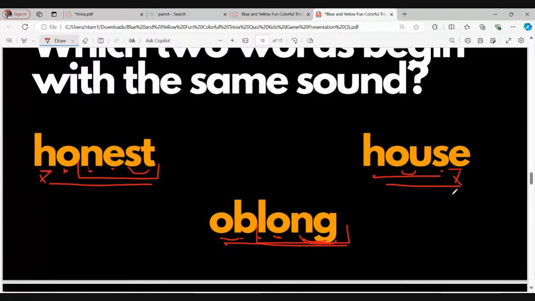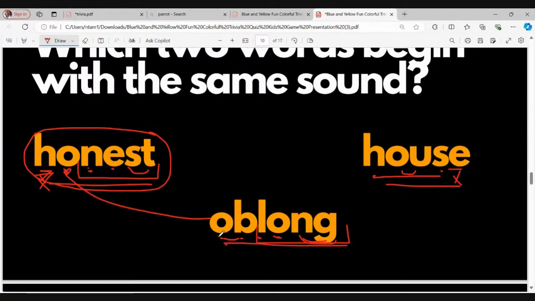All right, which words begin with the same sound? So our words that begin with the same sound are honest, because the H is silent, and also the word oblong. We get the same sound at the beginning. We cannot use this other one, because it needs the same sound for each. So therefore, we cannot use that one.